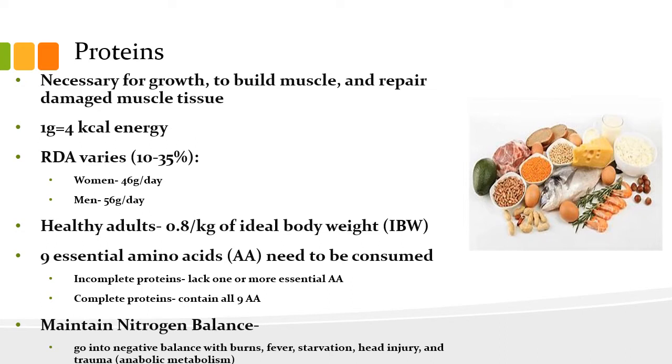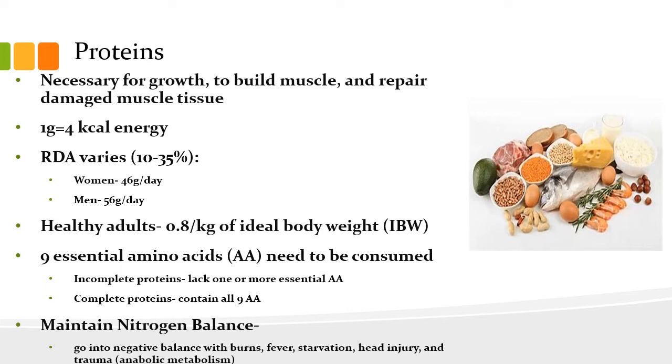For healthy adults, 0.8 kilograms of ideal body weight is the recommended amount of protein that you need. There are 9 essential amino acids that need to be consumed. Incomplete proteins lack 1 or more essential amino acid, whereas complete proteins contain all 9 amino acids. You need good protein intake for wound healing. Think of surgical sites, skin breakdown, or traumatic wounds.